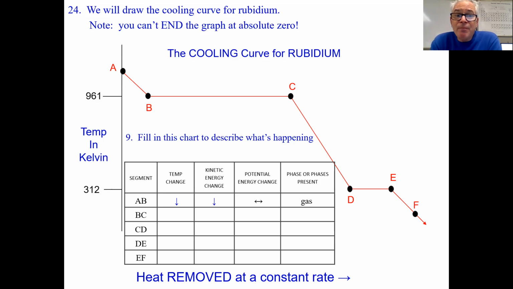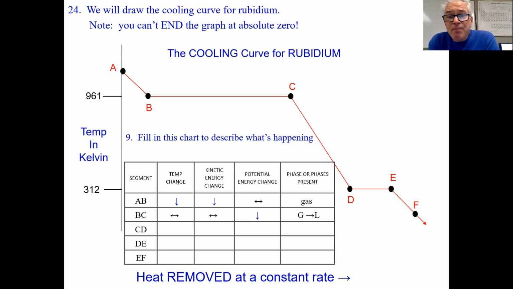Now from B to C, the temperature stays 961. So if the temperature stays steady, the kinetic energy stays steady as well. But since we're removing heat at a constant rate, we must be able to describe what energy is decreasing. It's the potential energy, and that makes sense because gases at B compared to liquids at C, liquids have a lower potential energy. So the only way to go from B to C at a constant temperature with removing of energy is that you lower the potential energy, you lower the phase from gas to liquid.